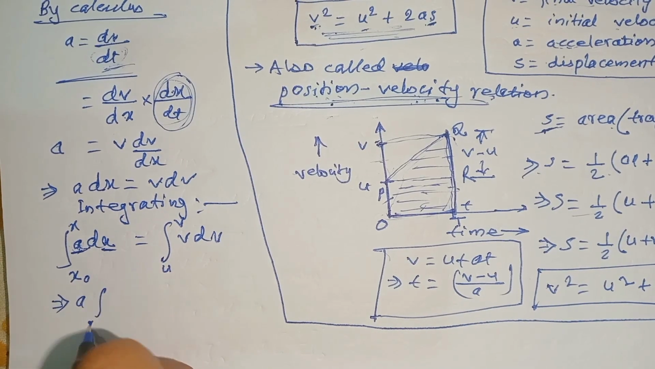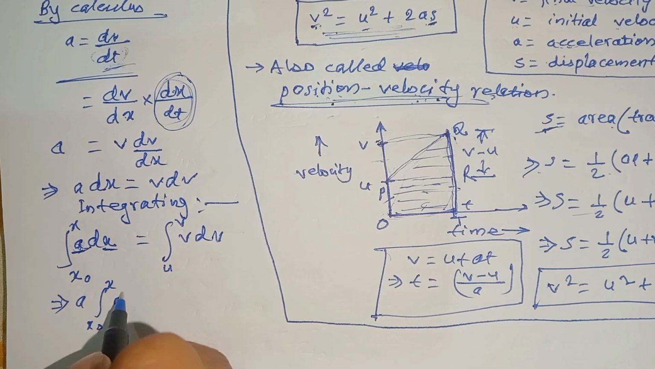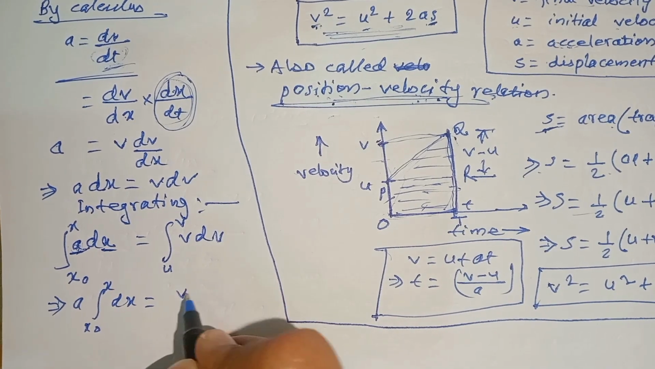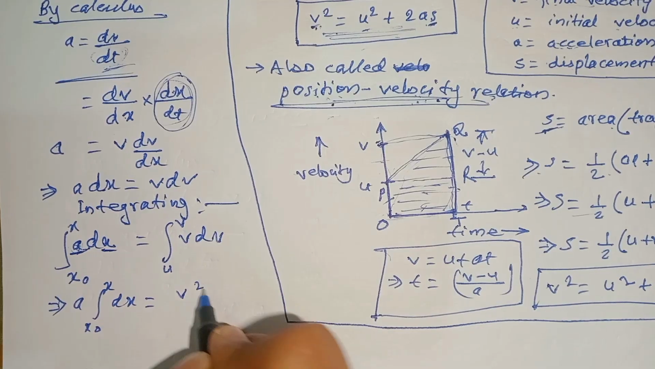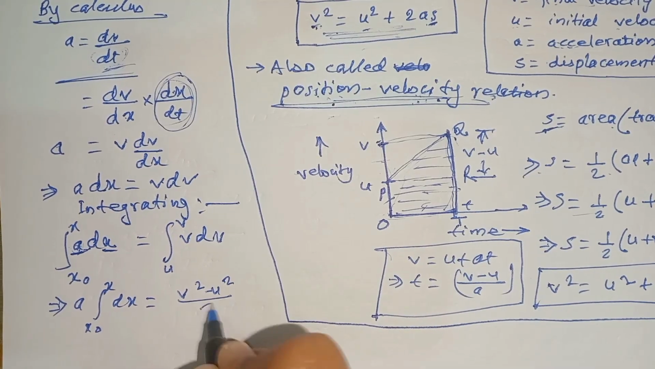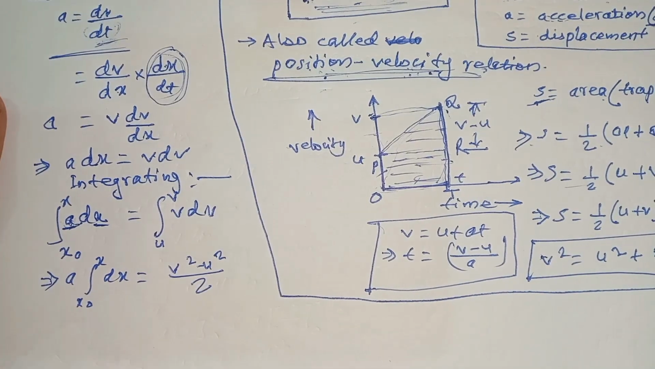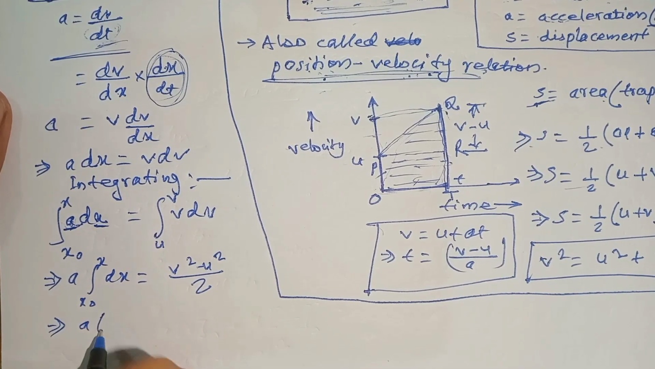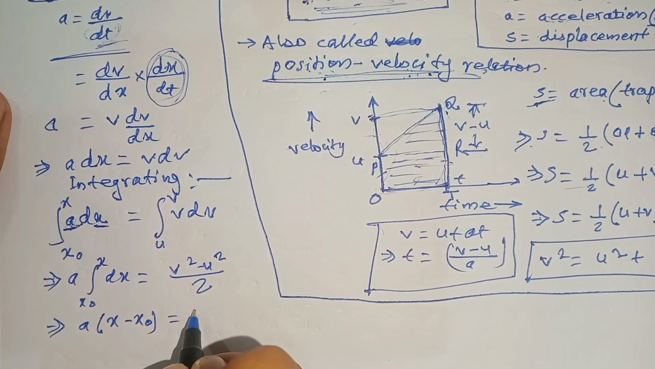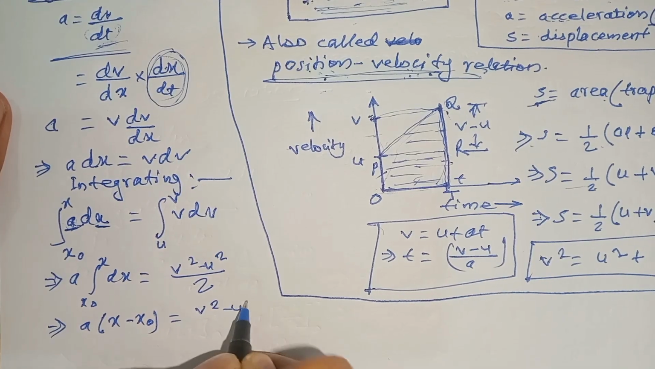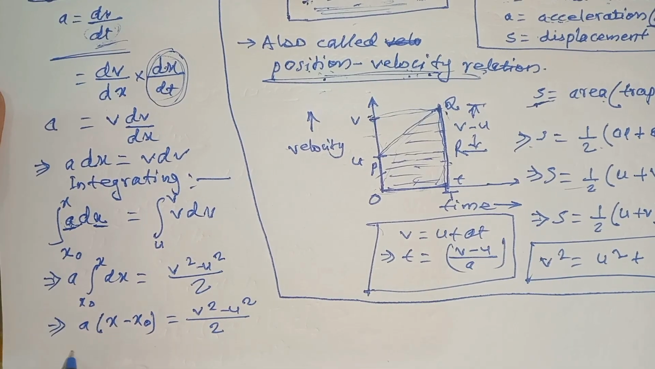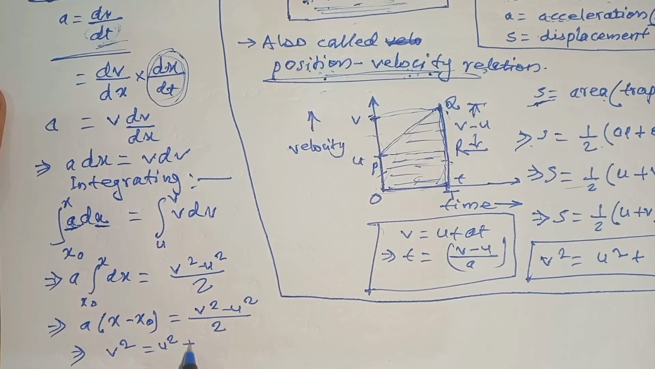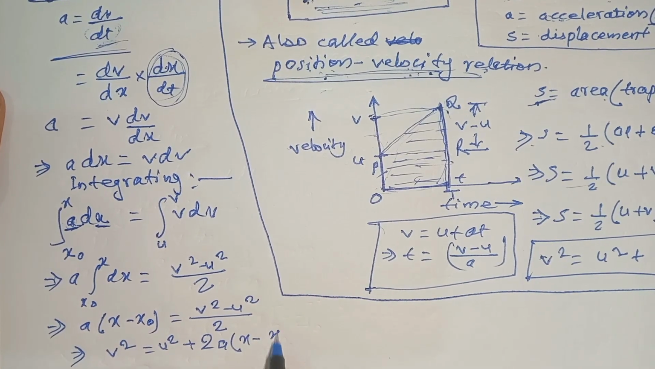So this is x naught, this is x, and we simply solve it: the right side comes to v square minus u square by 2. This is now calculation. The left side will come to a into x minus x naught, equal to v square minus u square by 2. Then upon solution we simply get v square equals u square plus 2a into x minus x naught.